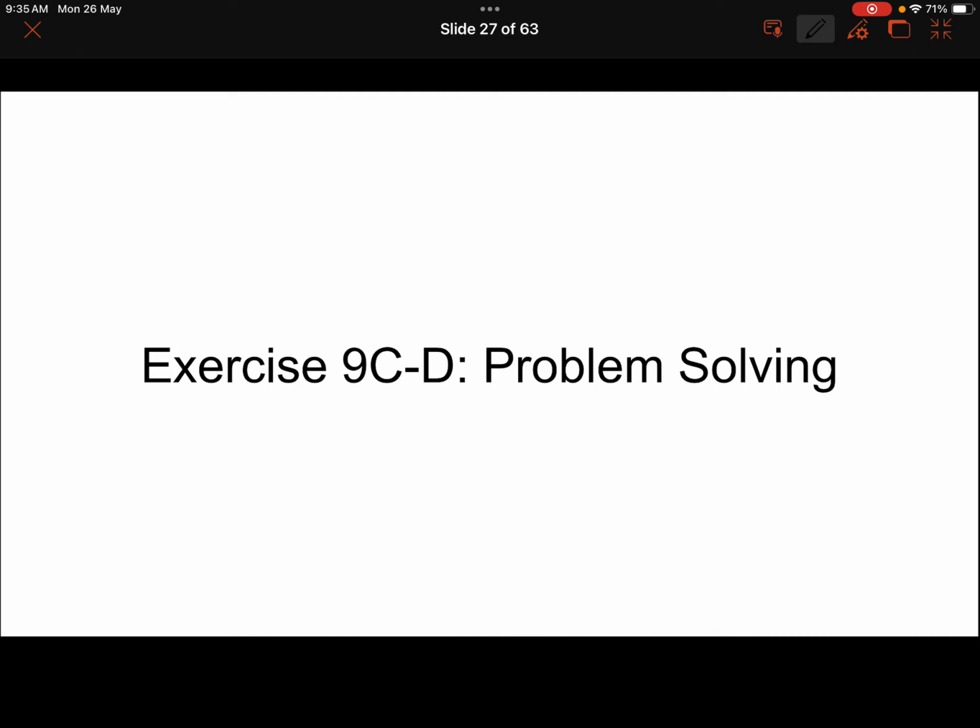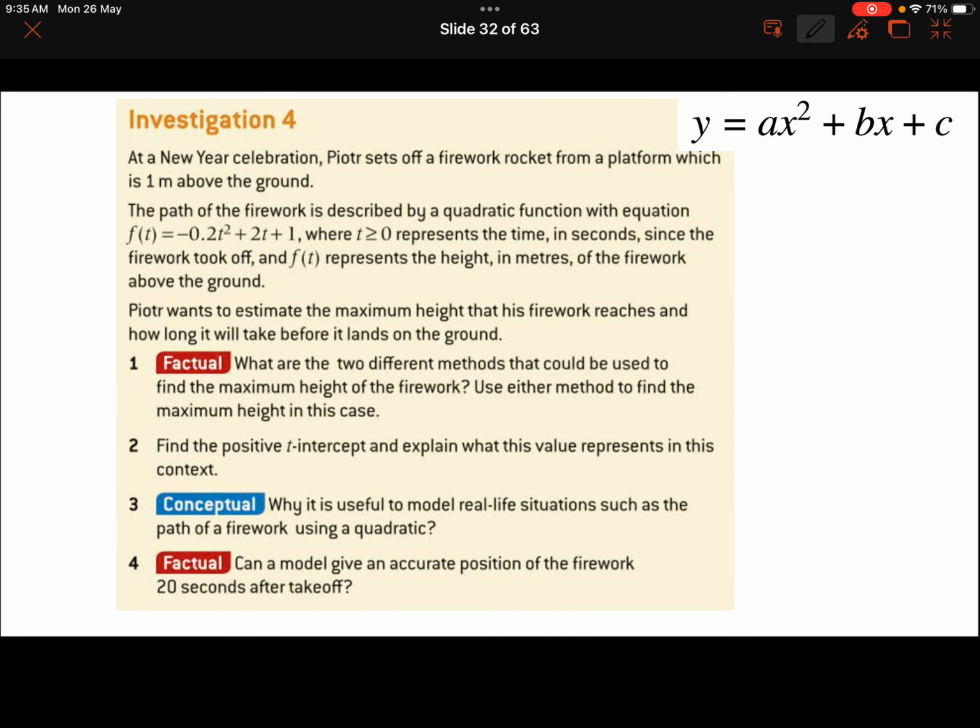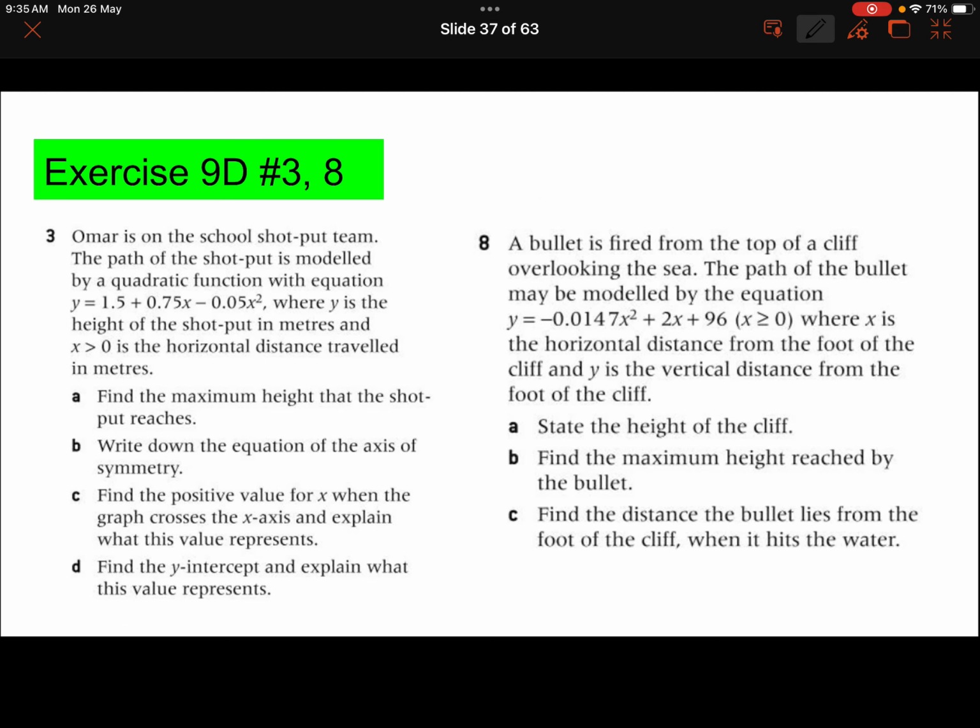Okay, but I just want to show you one example that I found from the Oxford textbook that could be quite a nice question to spend some time on, which is basically this question. I'm going to look at question 3, which is about Omar in the school shot put team. They gave you an equation of the quadratic function. They define what y is, which is the height of the shot put in meters, and x is the horizontal distance traveled in meters. Okay, so the question is asking, find the maximum height that the shot put reaches.